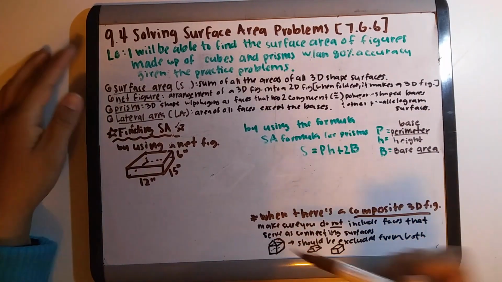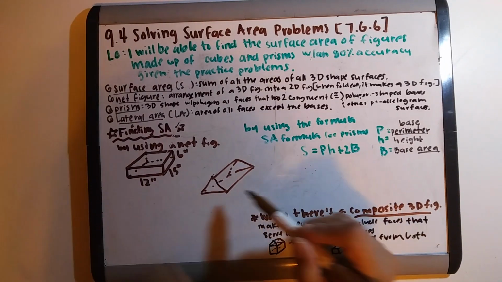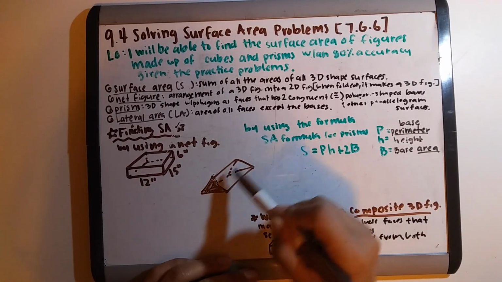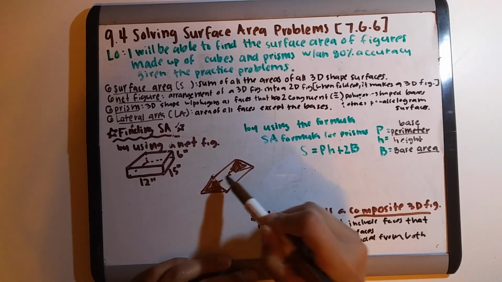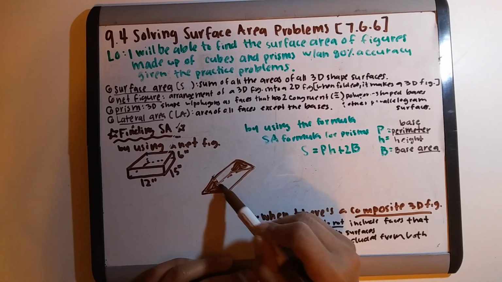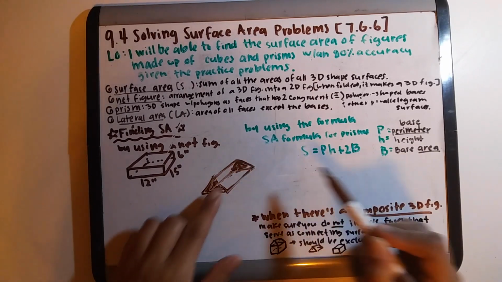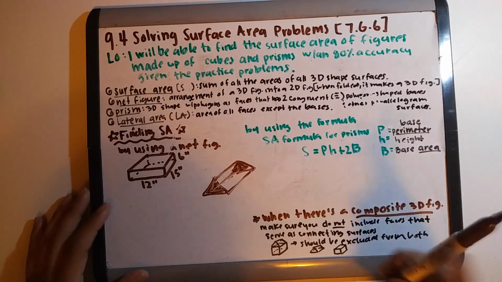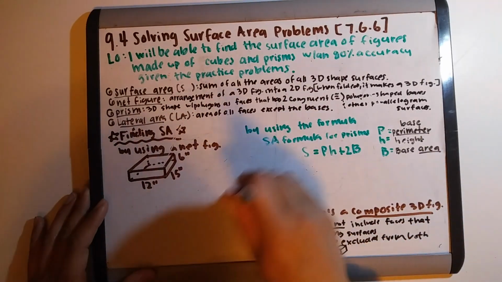So let me draw something again. For this one, the lateral area will be everything excluding these two. Okay, so basically the sides. So basically you have this right here, one rectangle, and then you have another rectangle right here, and then you have this over here. So those are going to be your lateral area. Okay, so let's get to the actual solving of the surface area.